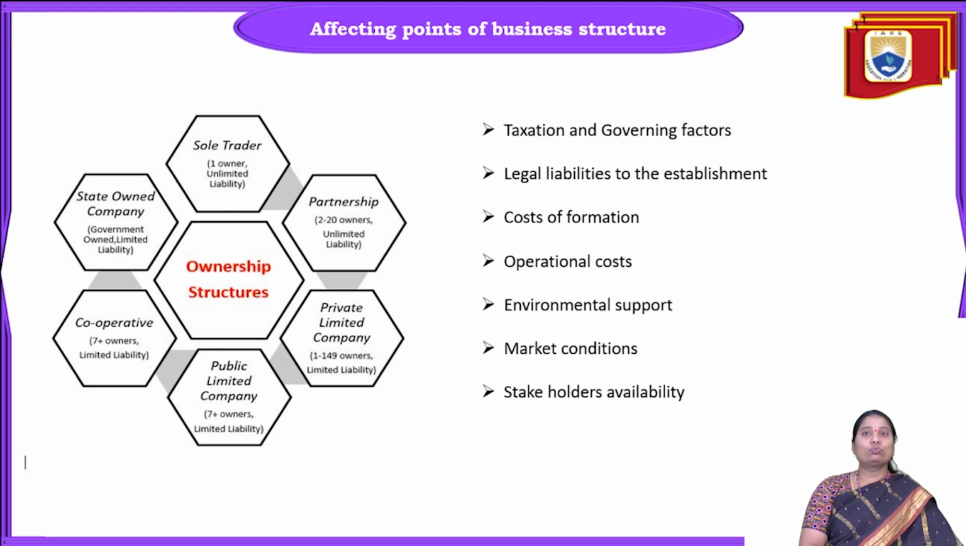Solo proprietary means one owner, unlimited liability. Partnership means 2 to 20 owners, unlimited liability. Private limited companies means 1 to 149 owners, with limited liability.